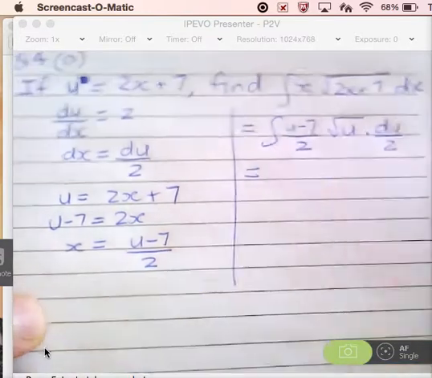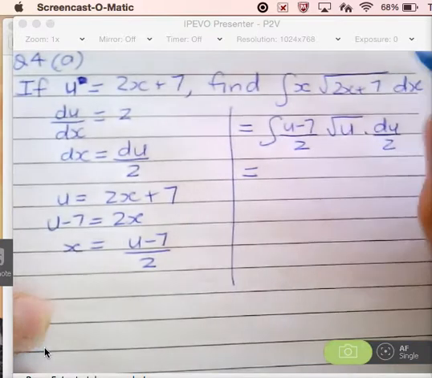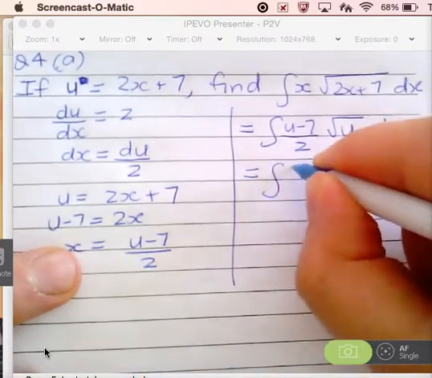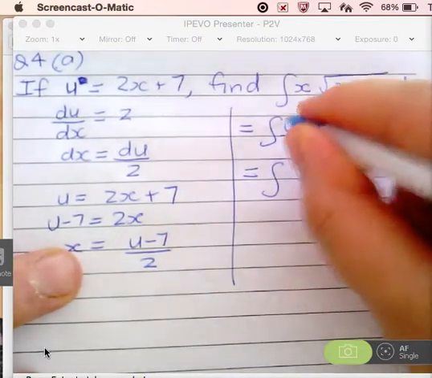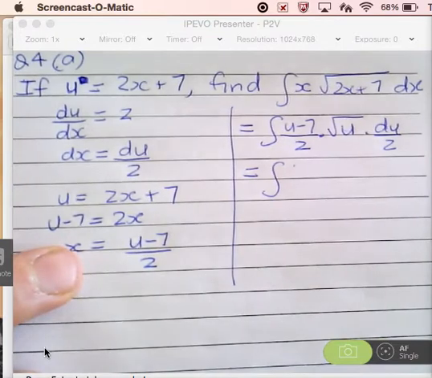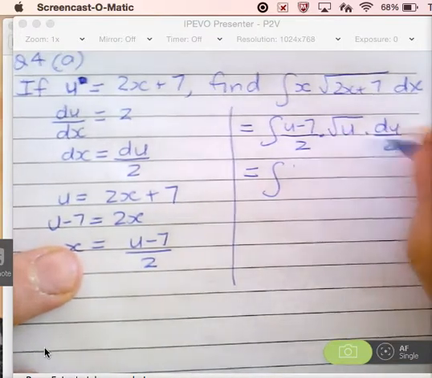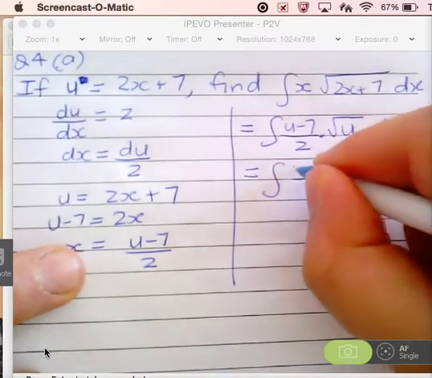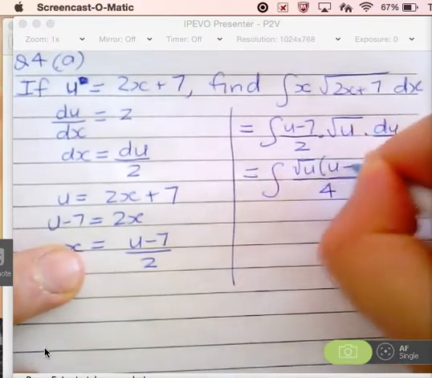Now, just be careful here. On the numerator, you've got u minus 7 times root u, so they're both being multiplied by root u. Tell me about the bottom first. And on the numerator, I've got root u times u minus 7.